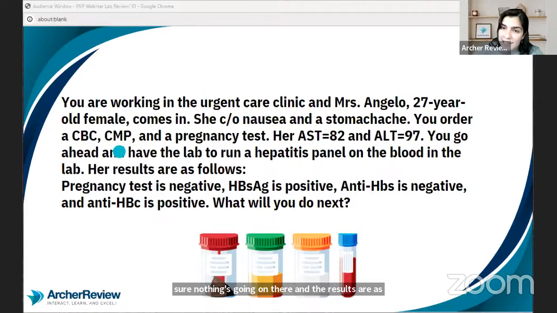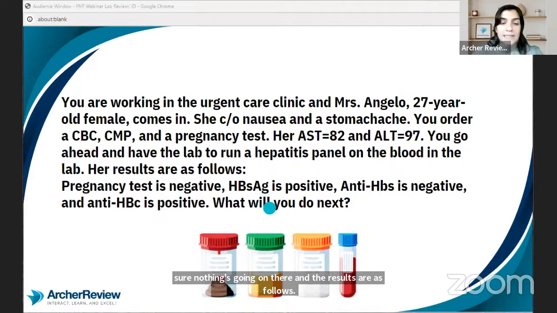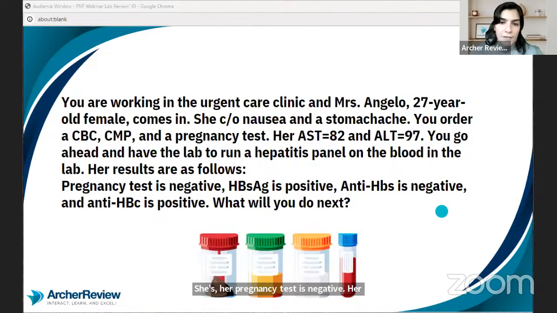Her pregnancy test is negative. Her Hep B surface antigen is positive. Her surface antibody is negative, so there's no protection there. And then her core antibody is positive. So we see a positive surface antigen and a positive core antibody and a negative surface antibody. So what are we going to do next for this patient?